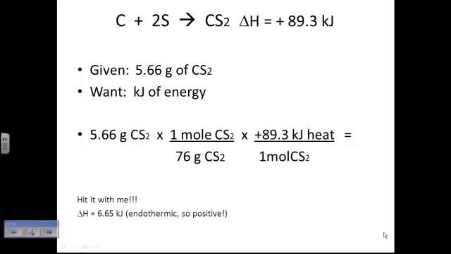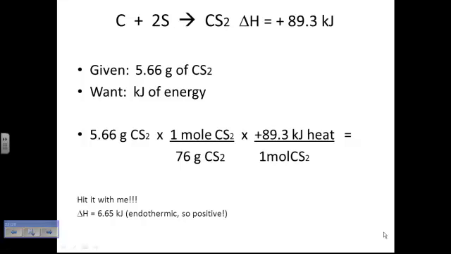Hit it out on your calculator. 5.66 divided by 76 times 89.3, and we find 6.6505 kilojoules. Positive because it's endothermic. Step 1, step 2 on the stoichiometry roadmap.